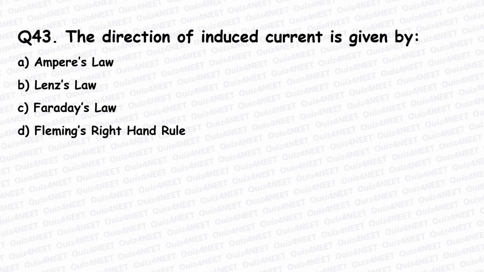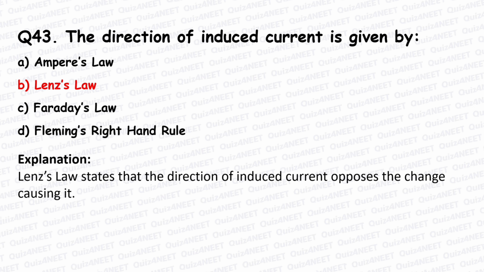Q43. The direction of induced current is given by A, Ampere's law, B, Lenz's law, C, Faraday's law, D, Fleming's right-hand rule. Answer B, Lenz's law. Explanation. Lenz's law states that the direction of induced current opposes the change causing it.